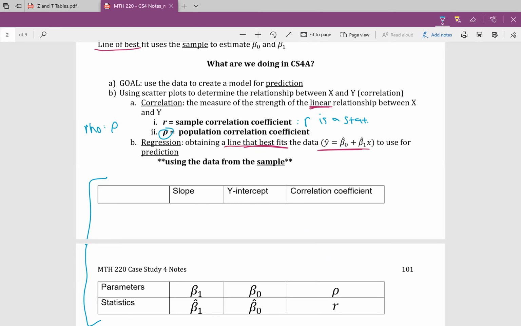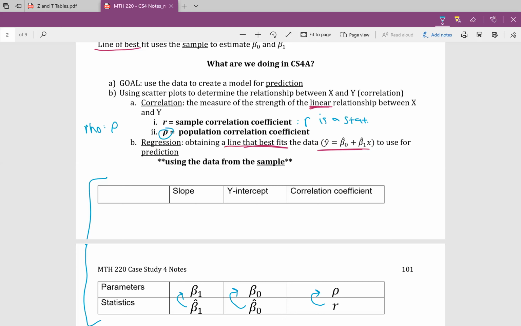All right, so keep in mind parameters come from the population, they are unknown. We will never know what the parameter is unless we go out and sample the whole population, which we're not trying to do. So we're going to have statistics that are going to help us estimate these parameters. Beta 1 hat is going to help us estimate beta 1. Beta naught hat is going to help us estimate beta naught. R is going to help us estimate rho.